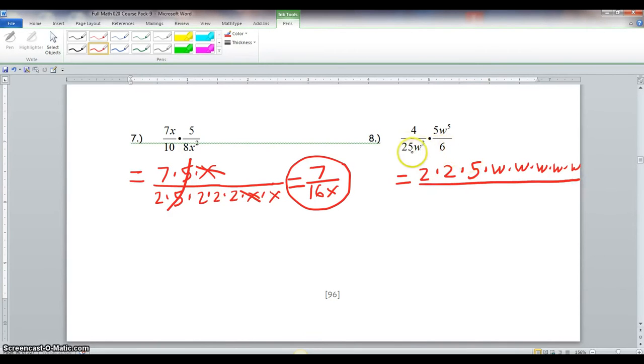Okay, now we had 25. Prime factorization of 25 is 5 times 5. Prime factorization of 6 is 2 times 3. And we had 3 w's.